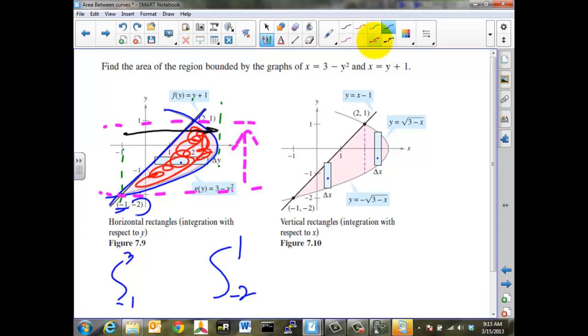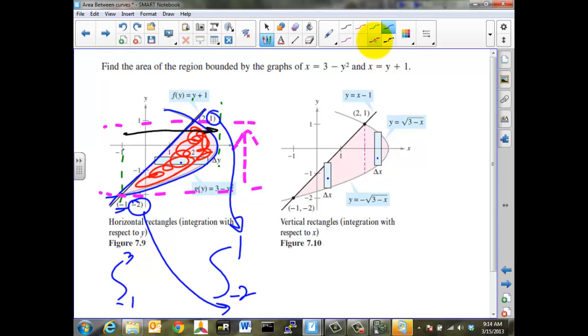Say what? So I was right. So you were right, yeah. I just didn't even know it. So we're integrating with respect to y now. We're integrating from the lowest one, -2, to the top one, 1.